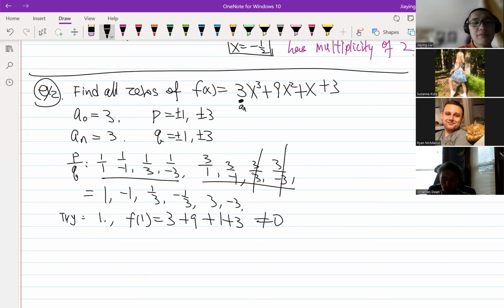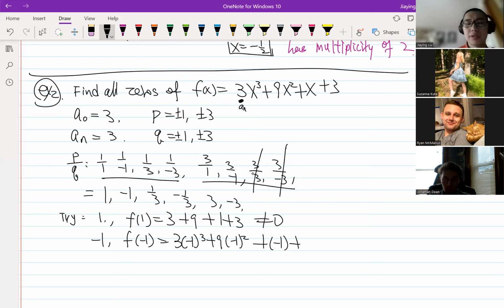And then try -1. And f of -1 is going to be, well, let's see. If we put -1 in there, we get 3 times -1 cubed plus 9 times -1 squared plus -1 plus 3. And if we do it quickly, we know the first term is going to be -3. Next term is +9, that's 6, minus 1 plus 3.